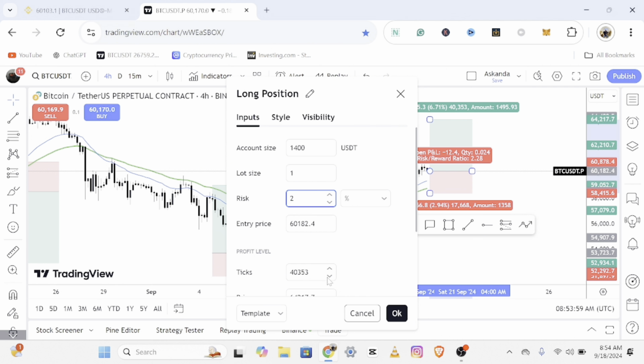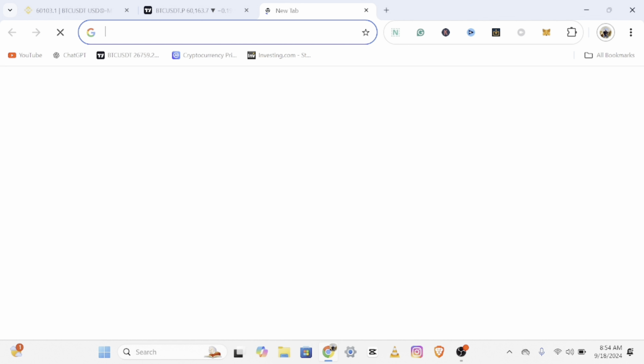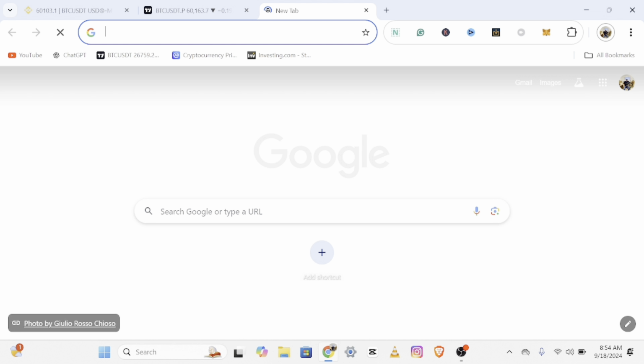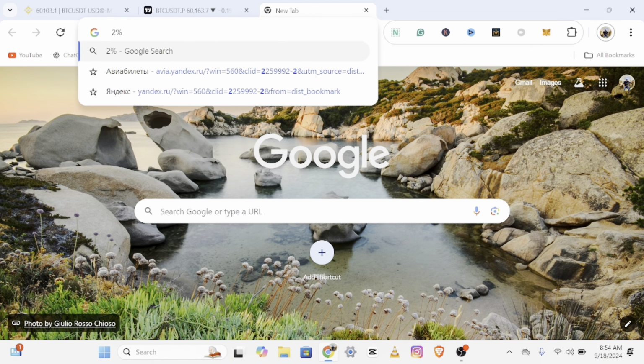So with using the 2%, I'll click on OK section here. After clicking on the OK section, you can see QTY, which means quantity. So that's the quantity we are going to use to enter the trade. With this trade, where our target is 1:3. So let's say 2% of 1,400, if you just want to explain it into detail.